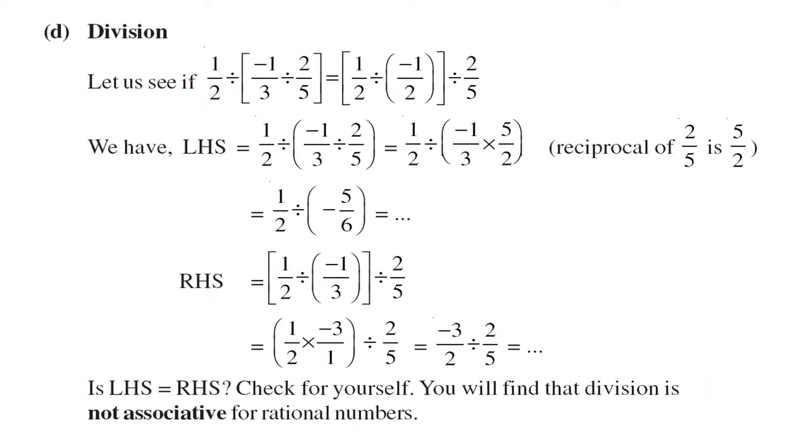Division, yes, here things will be different. If I take these two and divide by half, or if I take these two, the result will be 2 by 5, the results are going to be different. So we can say that division is not associative for rational numbers.